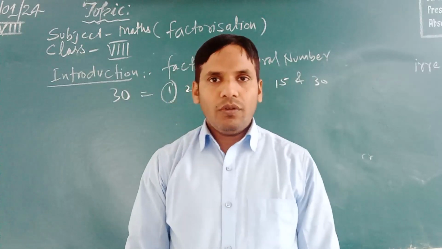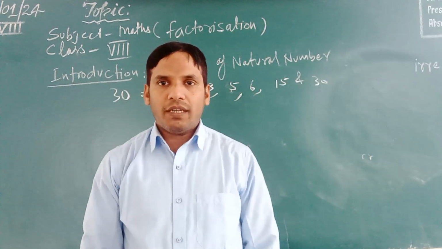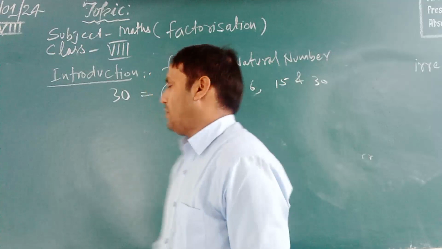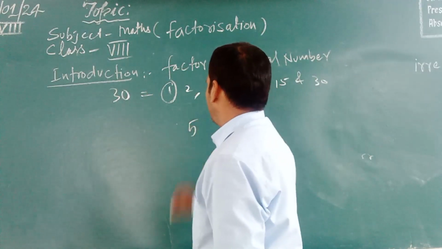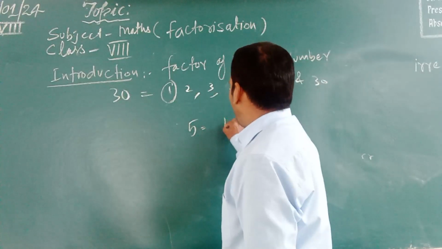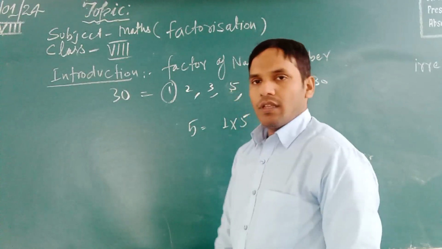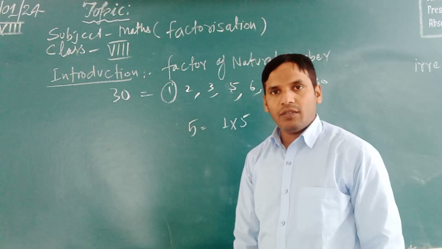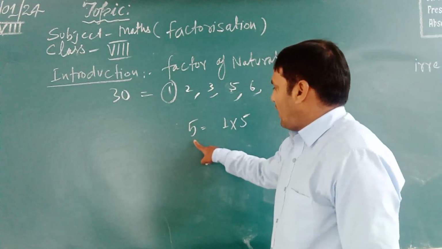You know the basic terms like prime number, composite number, even number, odd number, etc. A prime number is a number which has only two factors, the number and itself. For example, suppose 5. 5 is a prime number. Why? Because it has two factors, 1 and 5. If any number has only two factors, it is known as a prime number. So 5 is a prime number.